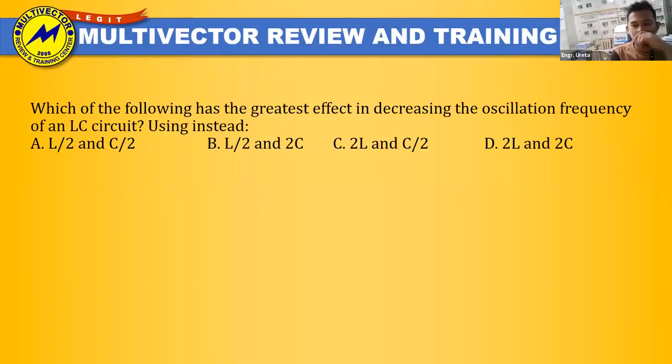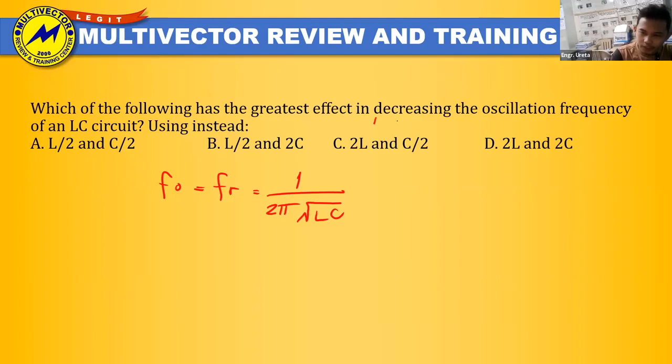78. Okay, so dito oscillation frequency. Our oscillation frequency F sub 0 under normal condition equal lang yan sa resonance frequency natin. Formula 2 pi square root of L. Ngayon sinabi sa problem, babawasan natin yung oscillation frequency. Pag babawasan, kailangan mo pababa natin yung value. Mapapababa lang natin yung F sub 0, which is the oscillation frequency, kung tataasan natin both L and C.